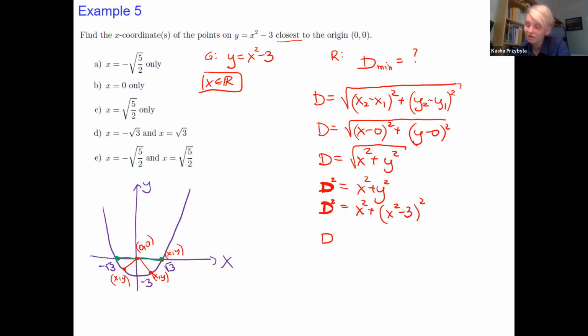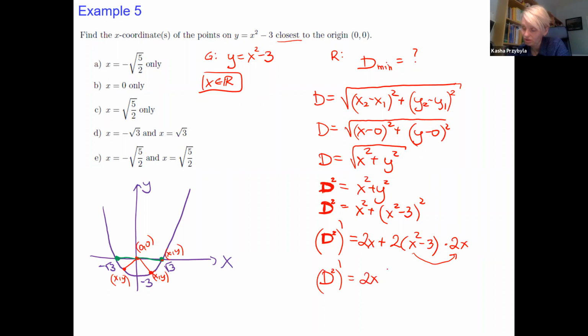Okay, let's find the derivative. That means this is my formula and I am differentiating, and I will use the chain rule. 2 times the quantity to the power of 1 times 2x, because of the derivative of the inner function. Oh, interesting. Let's simplify. That's my derivative: 4x times x squared minus 3. I can factor out 2x.